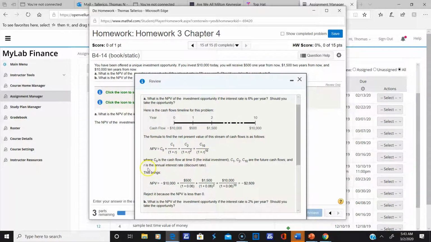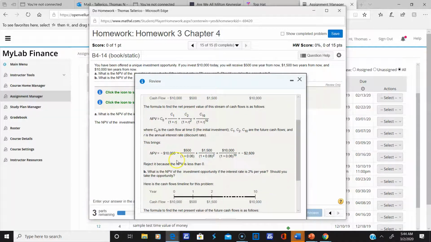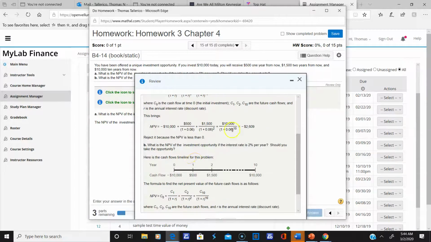So here's the equation. You just plug in the interest rate, which we were given as 6%. This is year 1, this is year 2, and this is the 10th year. Here are the numbers, you plug them in, and you take the raises to the power, and it all falls out. Of course, this could easily be solved in Excel. And it comes out negative, as you see, so you reject this.